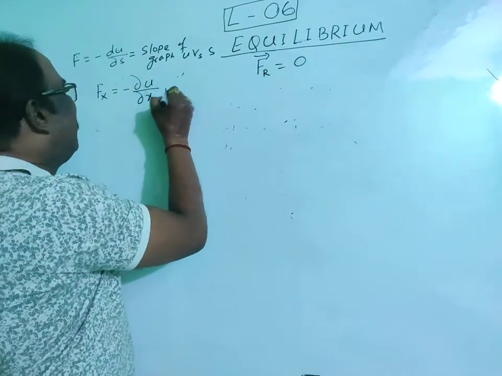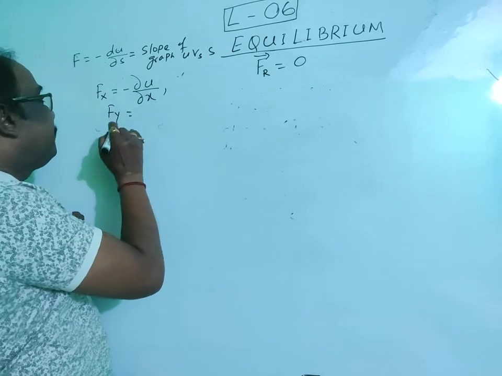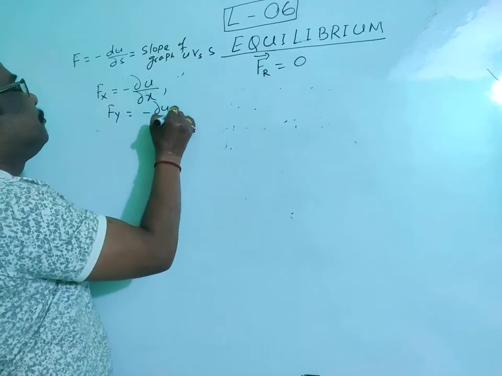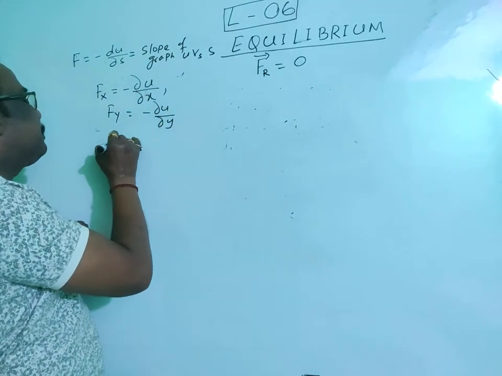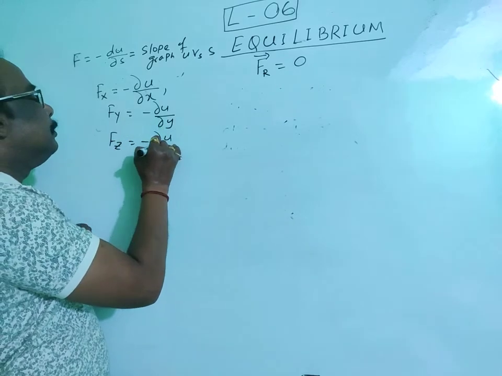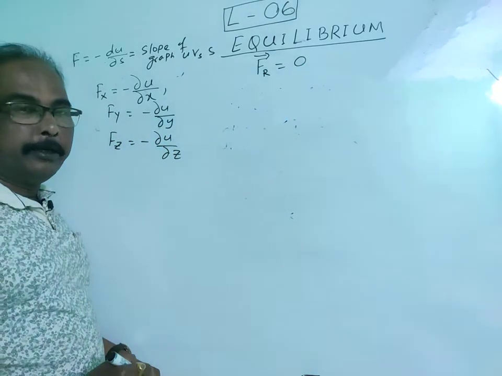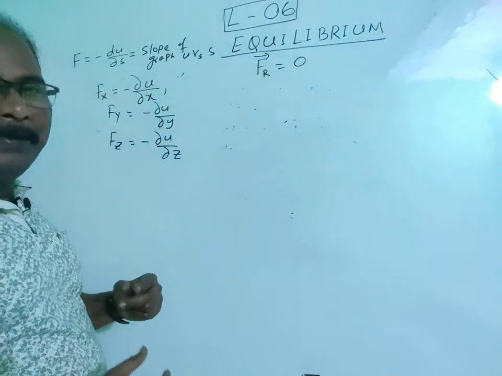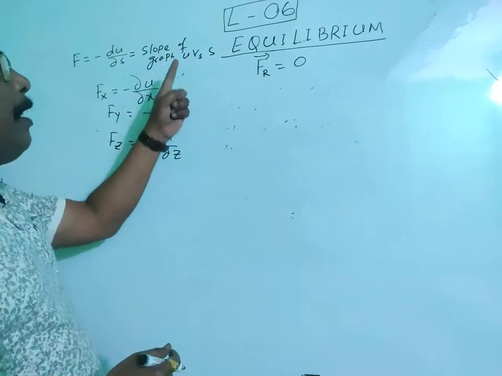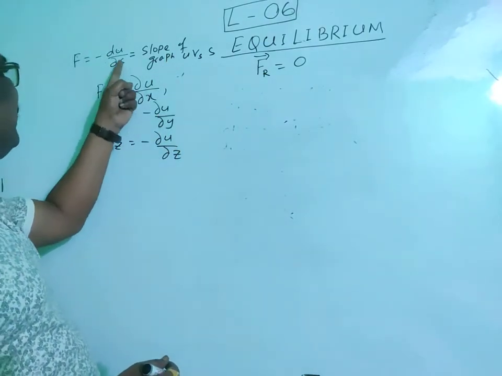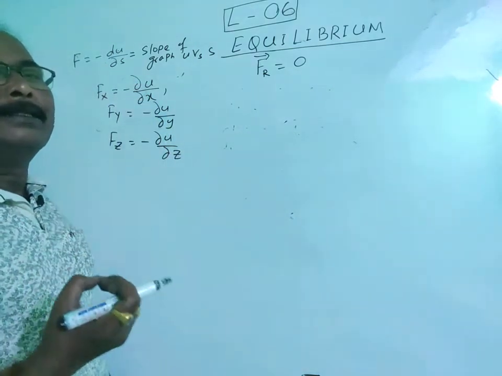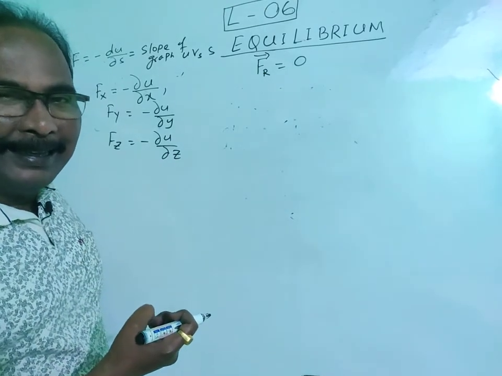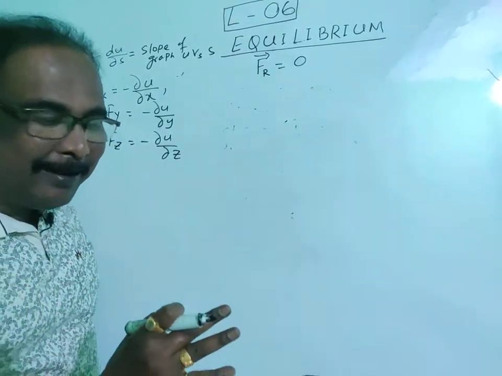Similarly, force along the y-axis, conservative force, may be taken as minus dU by dy. Force along the z-axis is minus dU by dz. Of course, you can express it in vector form by taking i cap, j cap and k cap. Is it clear? This is the expression for conservative force in terms of the slope of the graph between potential energy versus displacement. Is it okay? Fine.